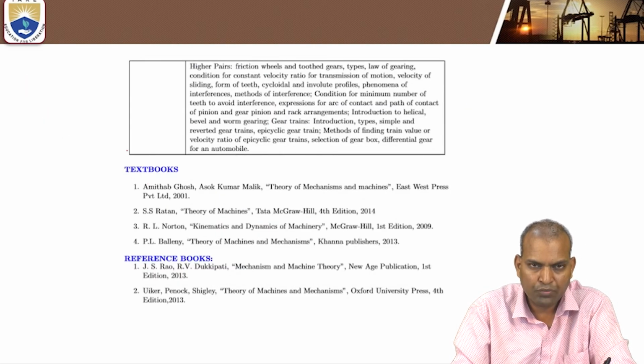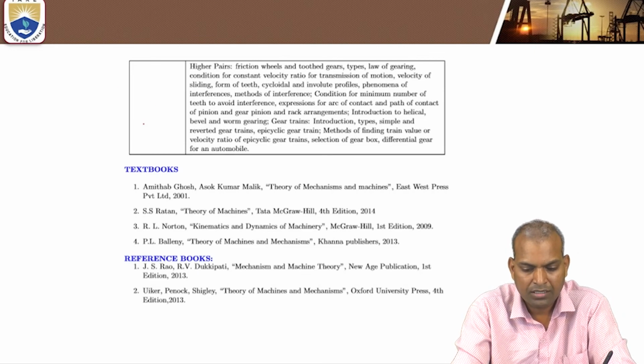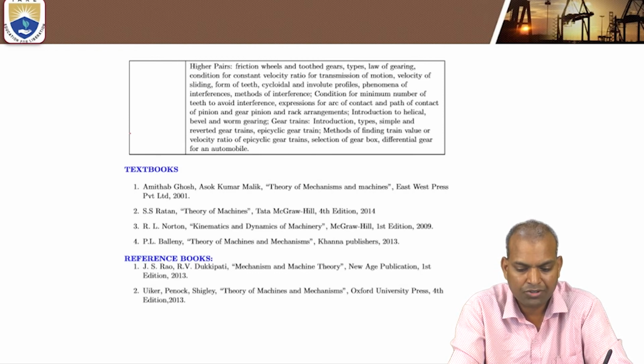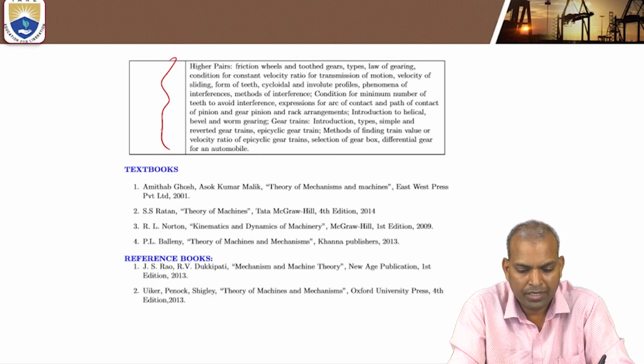Now coming to module 5, the subtopics are law of gearing, velocity ratio of transmission of motion, contact length, and condition to avoid interference, and gear trains: simple gear train, reverted gear train, compound gear train, and epicyclic gear train. These are the subtopics mentioned. Very important topics in order to gain the knowledge such that the students can design the gears.